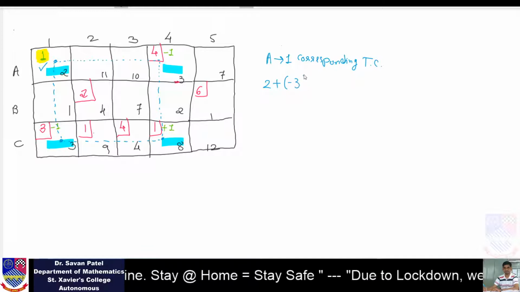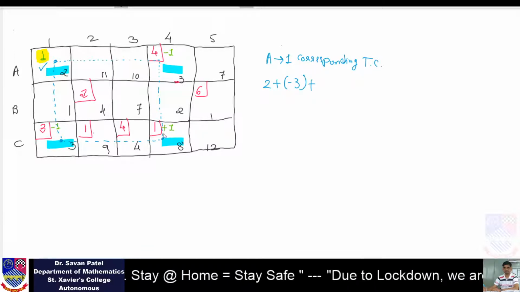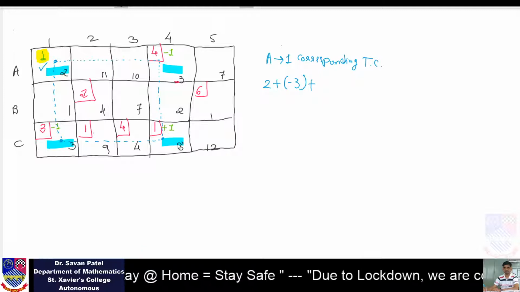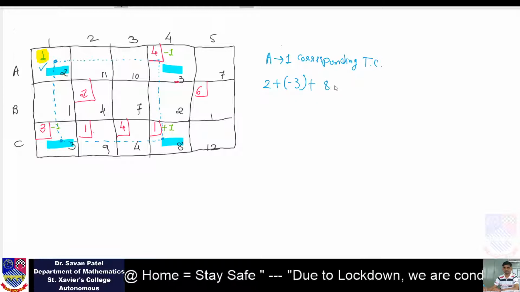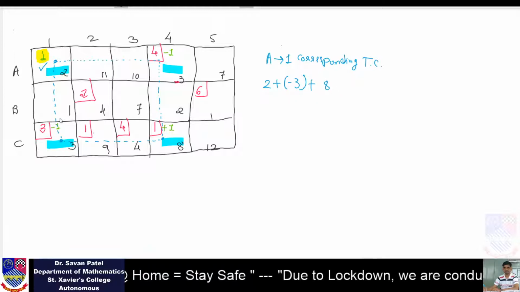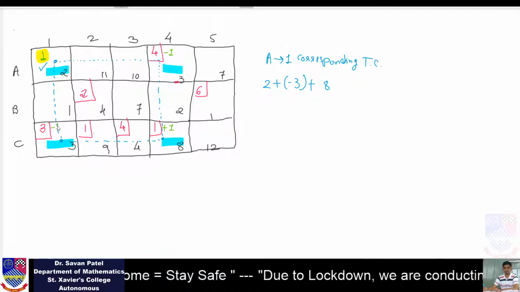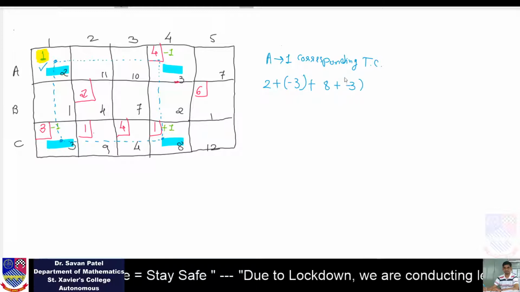So minus 3 plus I have added transportation cost here. But because I am transporting 1 unit more from here, I am getting one extra transportation cost, that is 8, and I am removing 1 unit of transportation from here. So here the cost will be reduced by 3, that is minus 3.